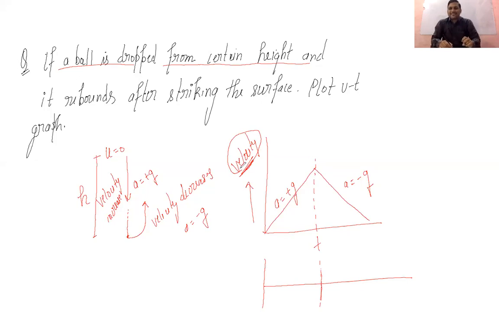How will its position time graph be made? Yes, we can talk about that. Okay, coming. Let's see first. So in this case, this will be this, and here it will be negative. Okay. So this is your acceleration time graph for this.